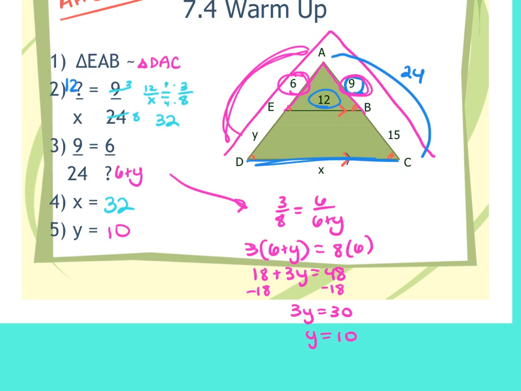So, of course, you will be setting up some sort of similarity statement on your test. Of course, you'll be setting up some sort of ratios on your test and then going through and solving those. Jamie, you with us? Okay. Yep.